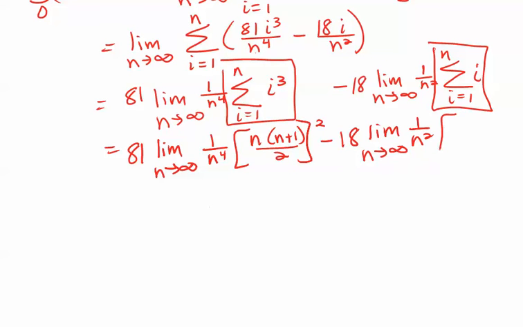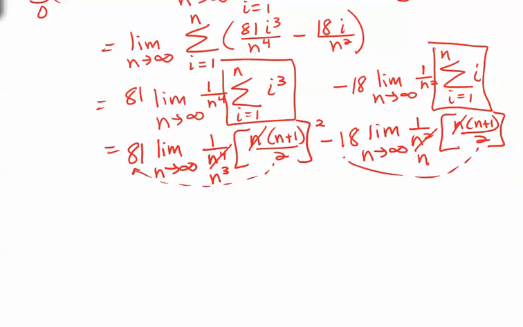And the sum of the first n powers is n times quantity n plus 1 over 2. And then we can do some rewriting here. We can cancel one of these n's and just divide by n cubed. We can bring the 1/2 out. Here we can cancel this n with one of those, and we can bring this 2 out. So we'll have 81 over 2 limit as n goes to infinity.